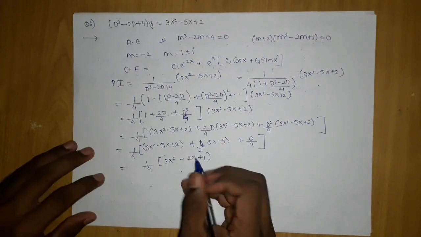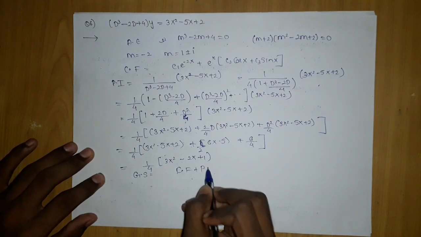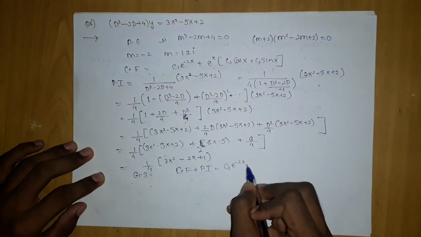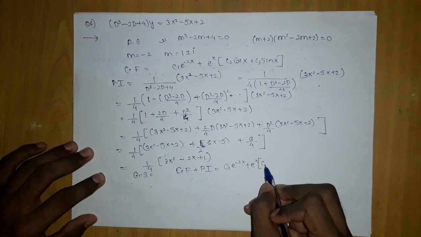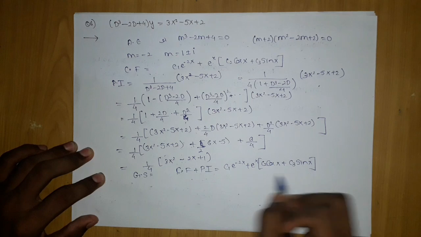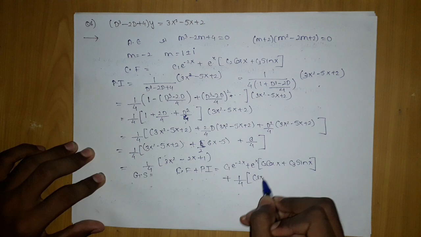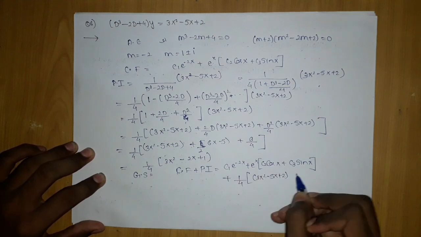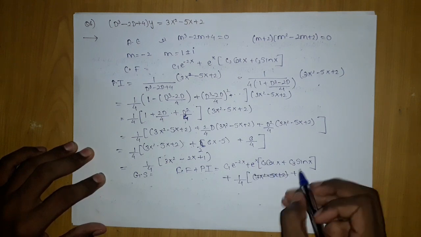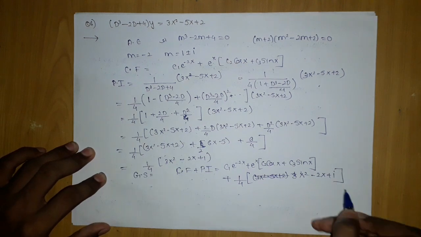After this, we are going to get the general solution, which will be the combination of the complementary function plus the particular integral, which you can write as c1 e to the power minus 2x plus e to the power x bracket c2 cos x plus c3 sin x. After writing this, you have to write the particular integral 1 by 4 bracket 3x square minus 5x plus 2 plus 3x square minus 2x plus 1, as in the starting step. So this is our required answer.